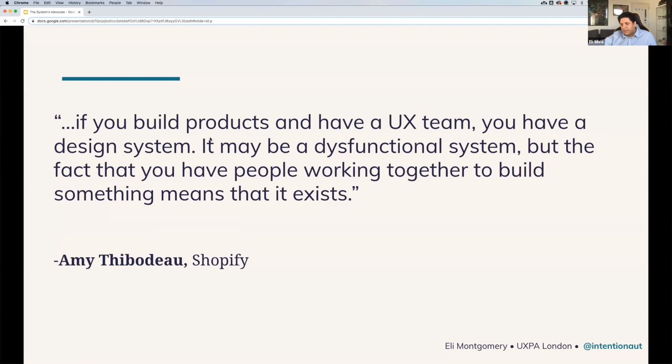I said at the beginning of this talk that if you have a design process, you have a design system. It is probably dysfunctional if you work in any company that's moving at pace, and that's okay. But the fact that you have people working together to build something is what a design system is. Anywhere there is enough scale that probably more than 2 teams are solving a design problem, you have a design system. It may be informal, it may be scrappy, but it is a design system.